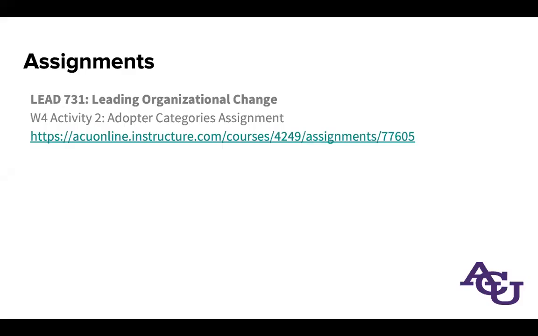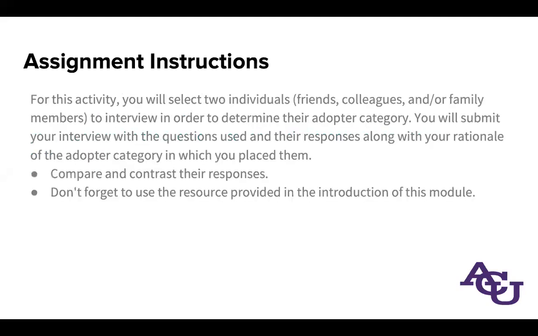So again, we're going to delve into the specific assignment, the Week 4 Activity 2 Adopter Categories assignment for Leadership 731. And you'll see that this assignment comes with a preamble, instructions saying, for this activity, you will select 2 individuals. They can be friends, colleagues, or family members to interview in order to determine their adopter category. You will submit your interview with the questions used and the responses, along with your rationale of the adopter category in which you place them.